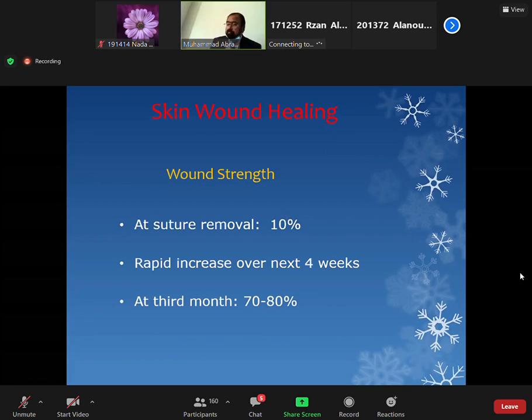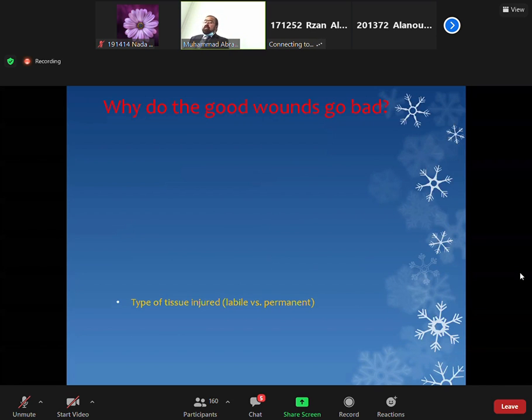Right? So there is a rapid increase over the 4 week time. In 4 weeks, the strength will be around 40 to 50%. Then in the third month, it is 70 to 80%. Still, it is not 100%, so it takes a longer time to become fully strengthened. So why does a good wound go bad? There are some really important things to look into.